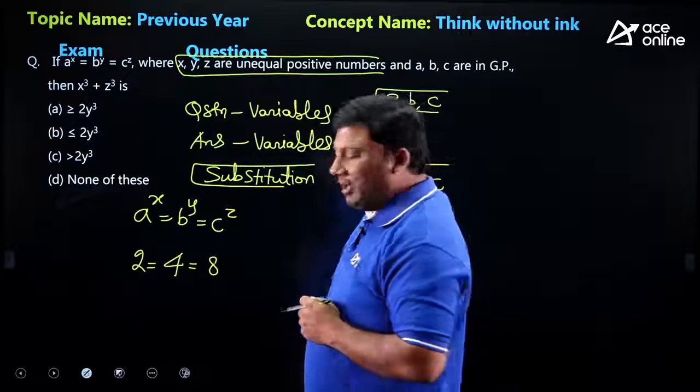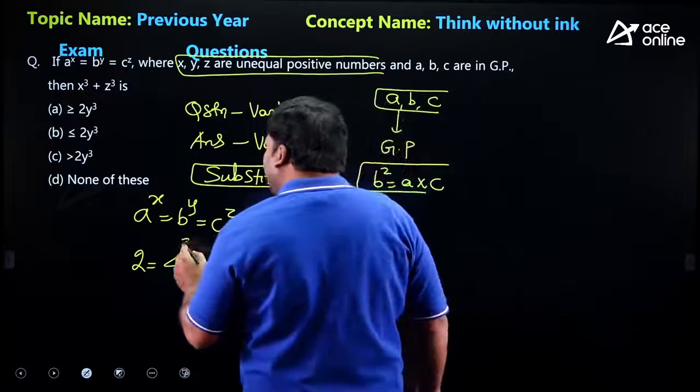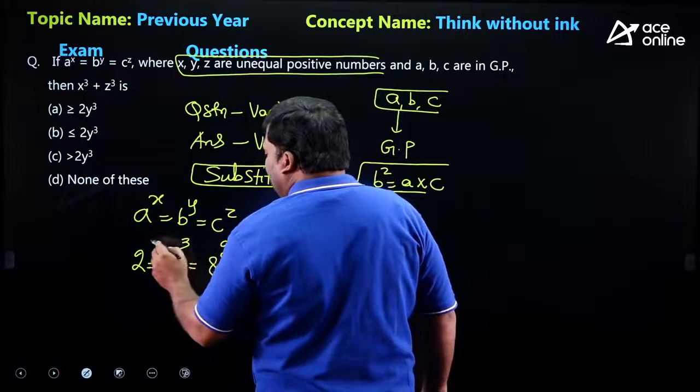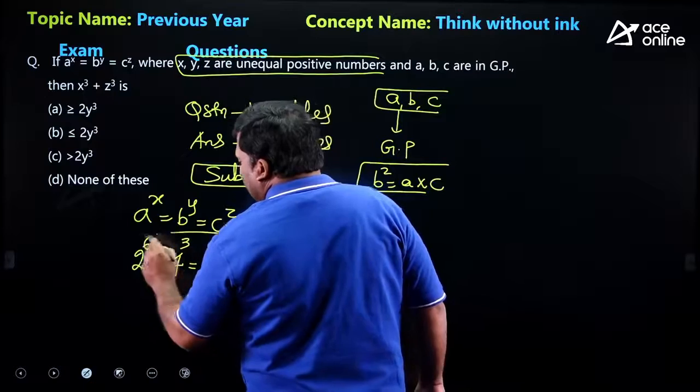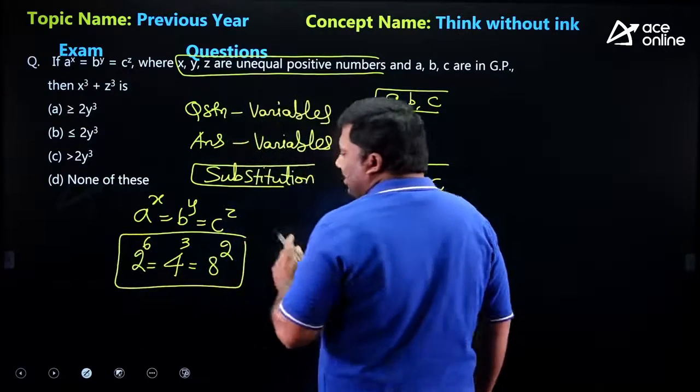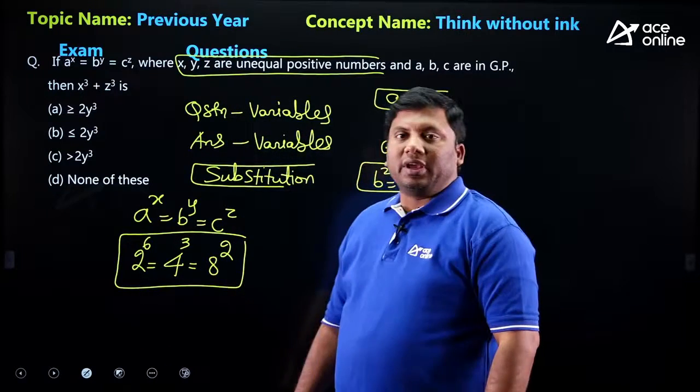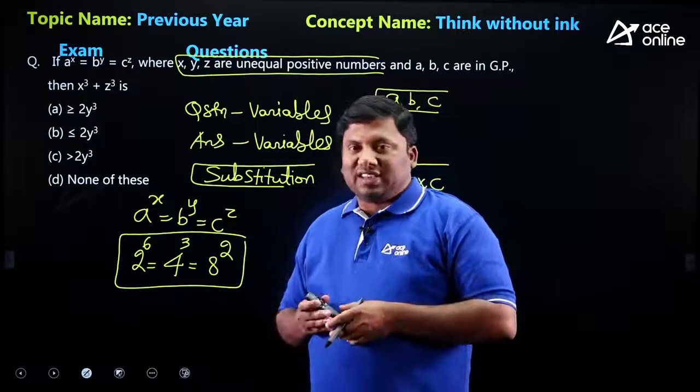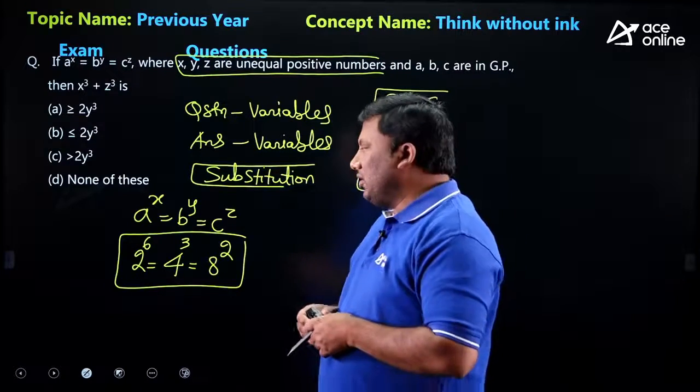Which powers will be equal? 4 cube is 64. 8 square is 64. 2 power 6 is 64. So 2 power 6 equivalent to 4 cube equivalent to 8 square.